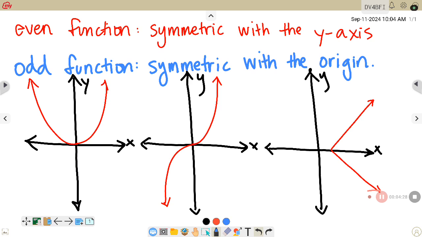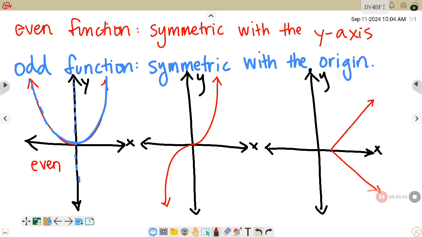So let's look at this first graph on the left. Remember, these are hand-drawn, so they're not going to be exact. But let's look. Here's my y-axis. If I folded this half of the graph across that y-axis, it is going to land on the other half of the graph, which means this graph would be an even function.